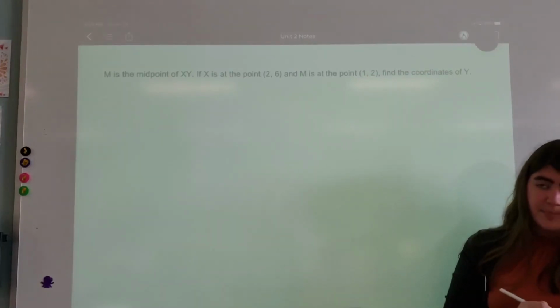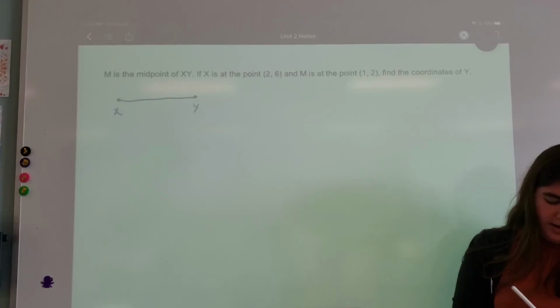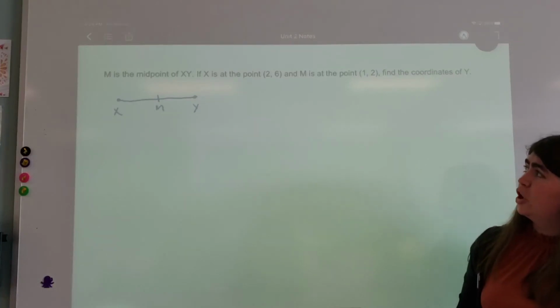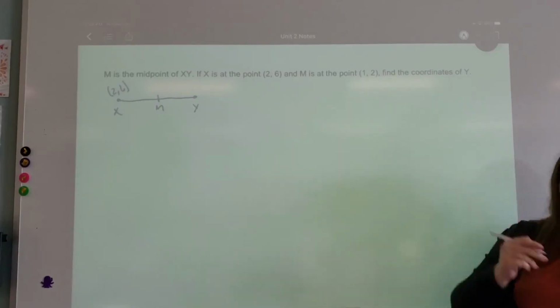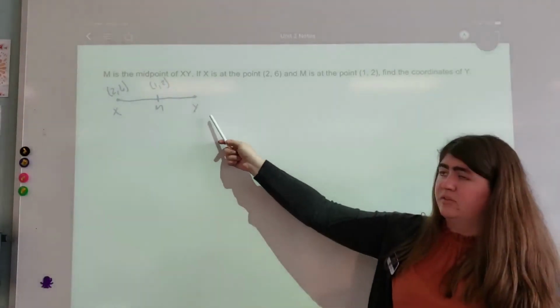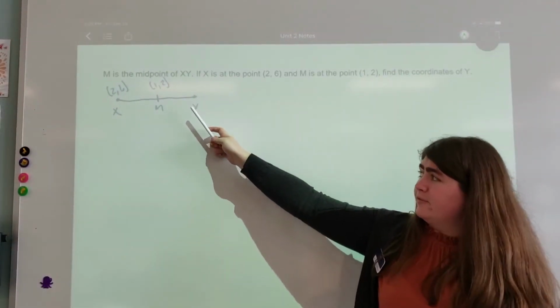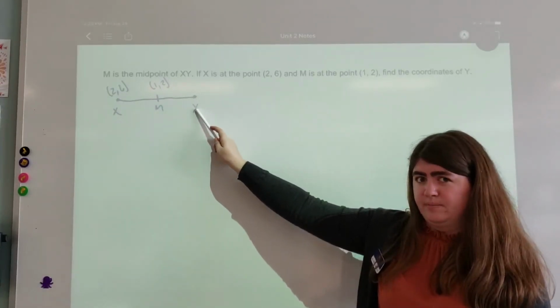It says that M is the midpoint of XY. So I'm going to draw a picture here. So I have this segment that is going from X to Y, and I know that the middle of that is point M. And I know my X is at the point (2, 6), and my M is at the point (1, 2), but my Y is the one that's unknown. So we're not solving for the midpoint this time. This time we're solving for one of the endpoints.